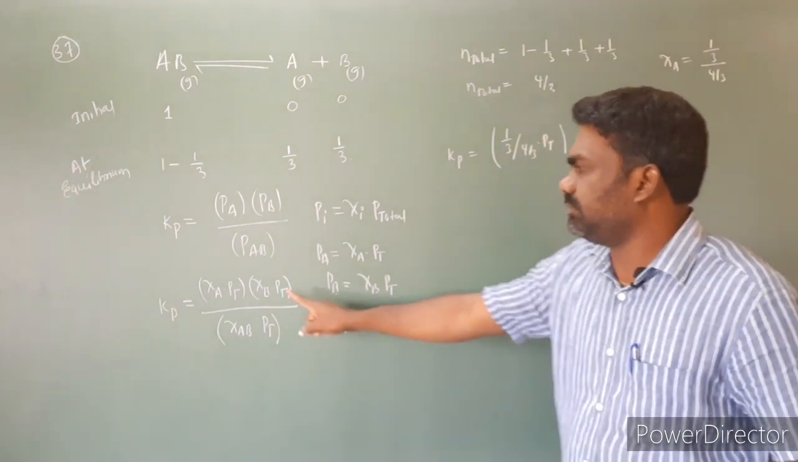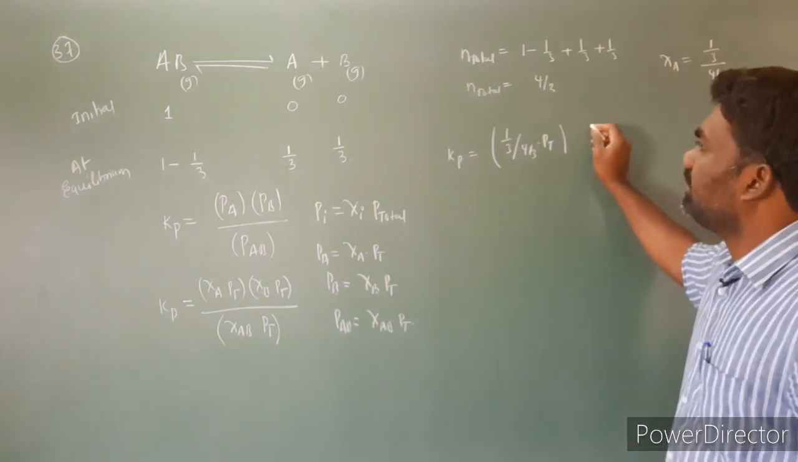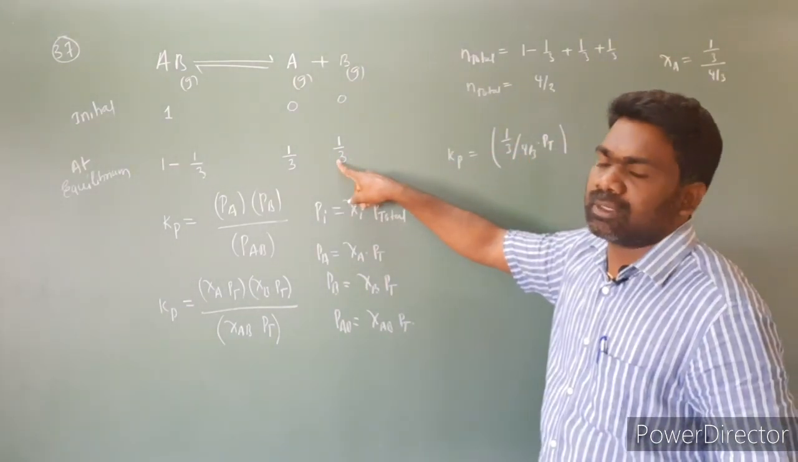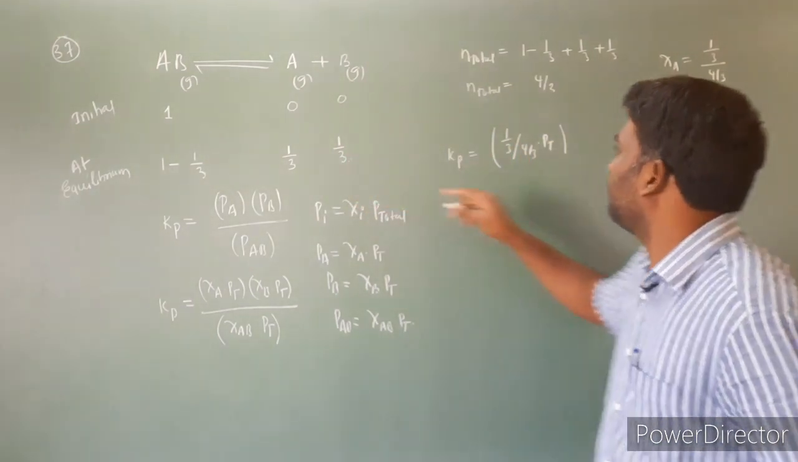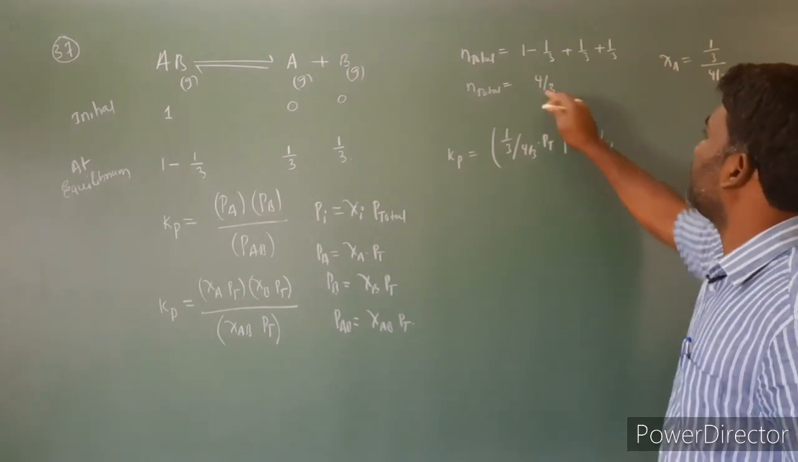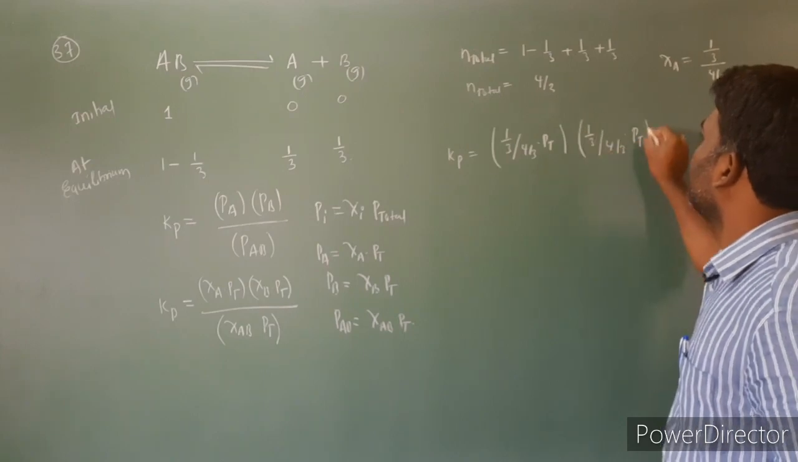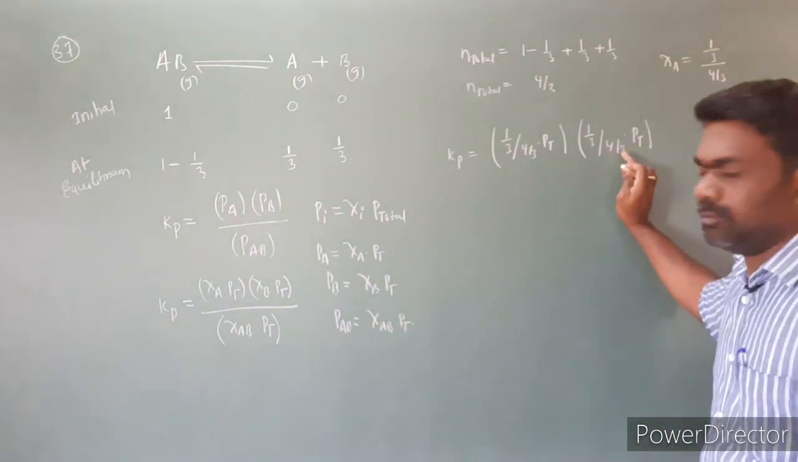Next, the partial pressure of B is the mole fraction of B times P total. How do you get the mole fraction of B? The number of moles of B by the total number of moles. The number of moles of B is 1 by 3, and the total number of moles is 4 by 3, times P total. This is the partial pressure of B.